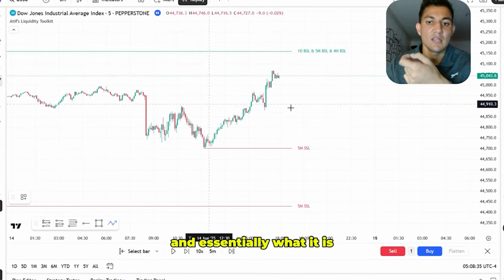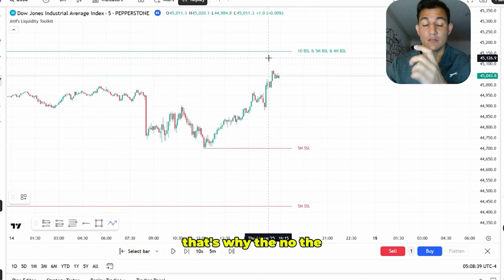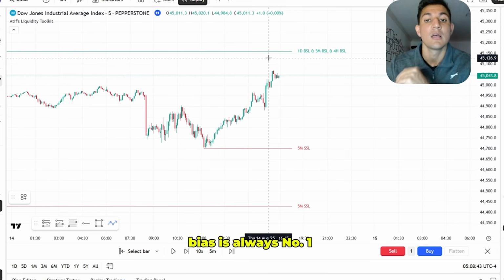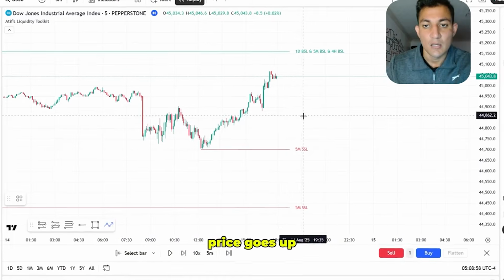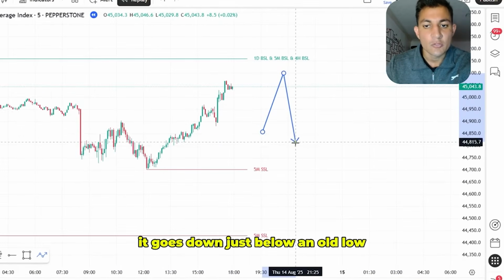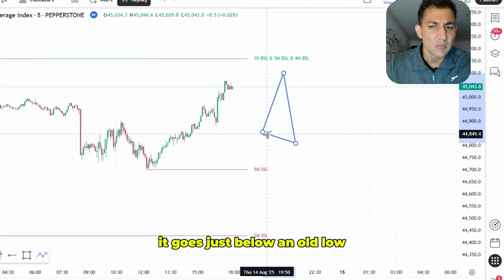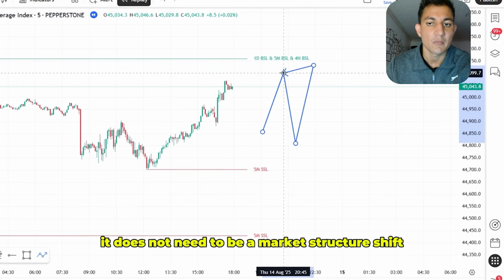Essentially, when you're bullish, which we are, remember, bias is always number one. That's why the 3-step formula is bias, sweep, entry. Bias is always number one. Now that we're bullish, a bullish liquidity sweep looks like this: price goes up, then goes down just below an old low. It doesn't go massively all the way down here. It goes just below an old low, and it quickly shoots off in the opposite direction. It does not need to be a market structure shift.